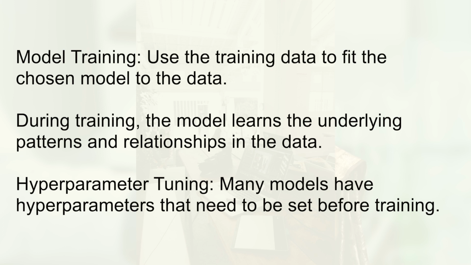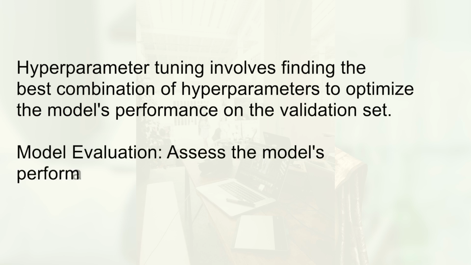Then the training of the model, again it is very important. We are using the training data to fit the chosen model. Based on the training itself, the model will be evaluated further. So, what is done at this particular step? During training, the model learns the underlying patterns and relationships in the data. Hyperparameter tuning: many models have hyperparameters that need to be set before training. Hyperparameter tuning involves finding the best combination of hyperparameters to optimize the model's performance on the validation set.